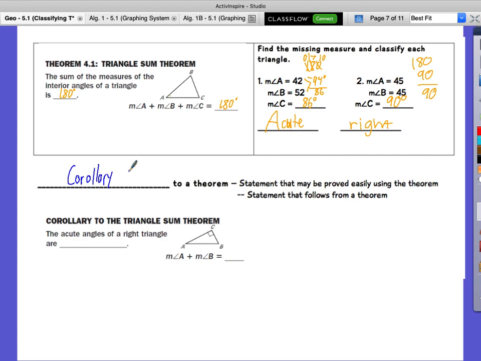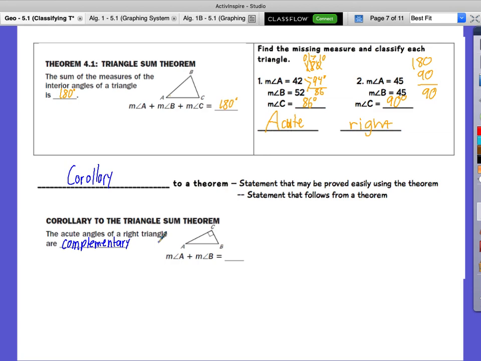And I just wanted to explain what the word corollary means because we talked about postulates, what are those? We talked about theorems, talked about definitions. Now we're going to have a corollary. So the corollary to the triangle sum theorem says that the acute angles of a right triangle, we have a right triangle, the other two have to be acute. Those acute angles are going to be complementary.